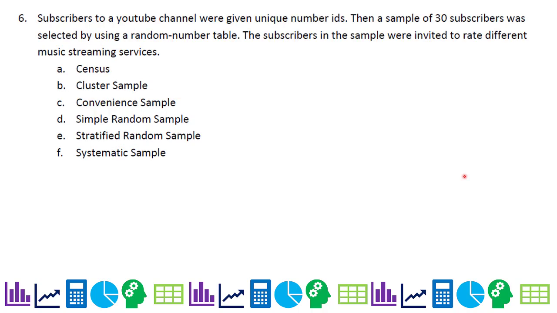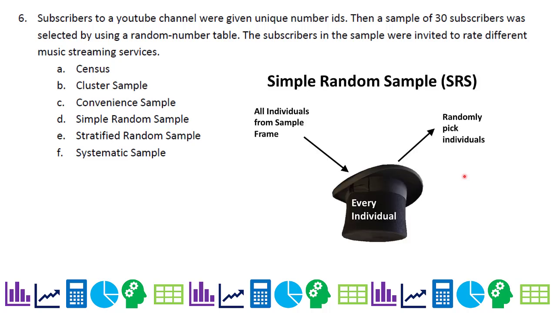Subscribers to a YouTube channel were given unique number IDs. Then a sample of 30 subscribers was selected by using a random number table. The subscribers in the sample were invited to rate different music streaming services. So this is where we're putting all the individuals in one hat, and we're just randomly picking from them. Now, in this case, we numbered them, and we're using a random number table, not literally a hat. But anytime you see a random number table and they just have the list of the people they're choosing from, which is the subscribers, then that is called a simple random sample.